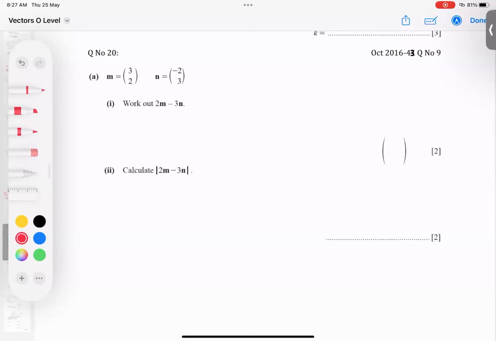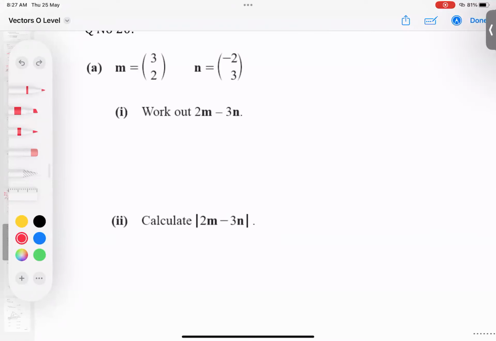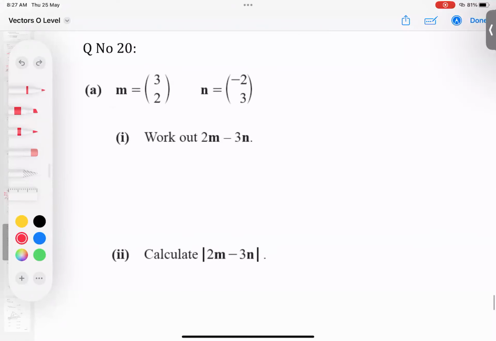Bismillah ar-Rahman ar-Rahim. Students, this is the October 16, 43 variant, question number 5, and the topic is vectors. So first of all, he is asking us for 2m minus 3n. So what is the method, students? 2 times the column vector of m minus 3 times the column vector of n.